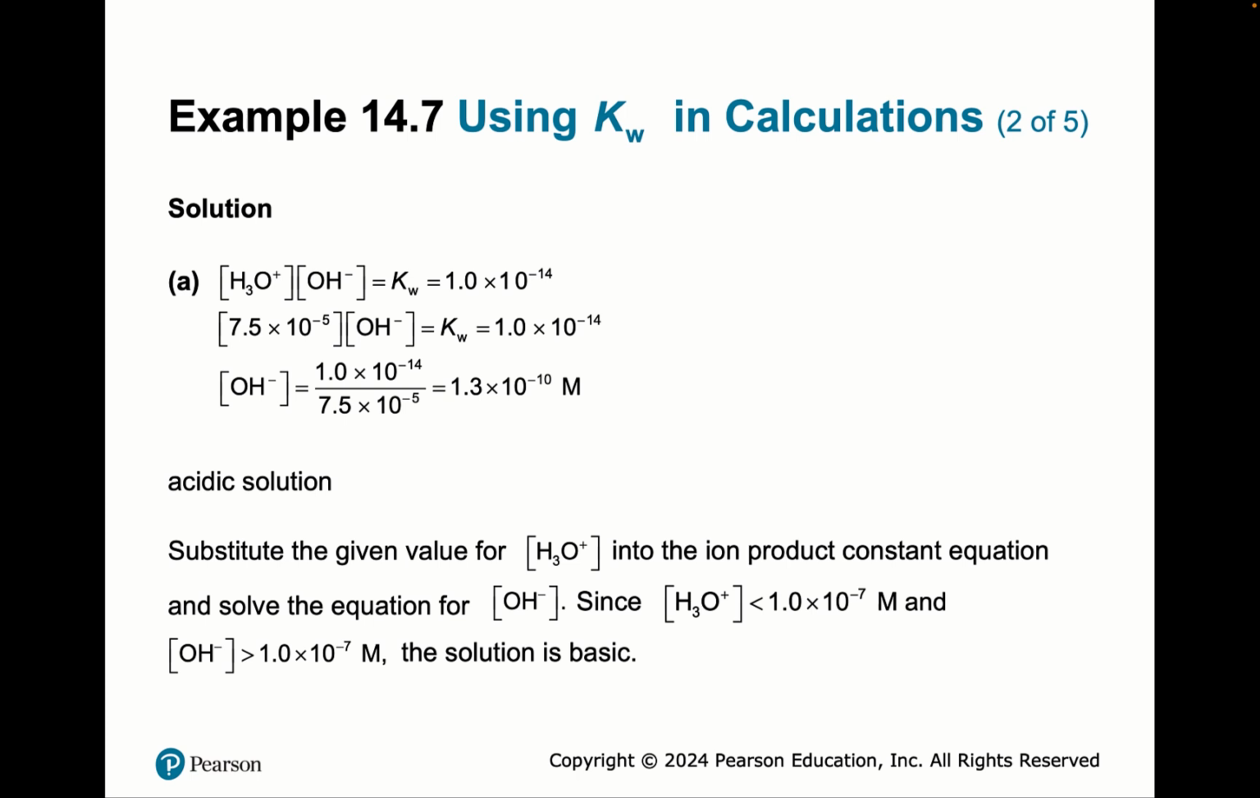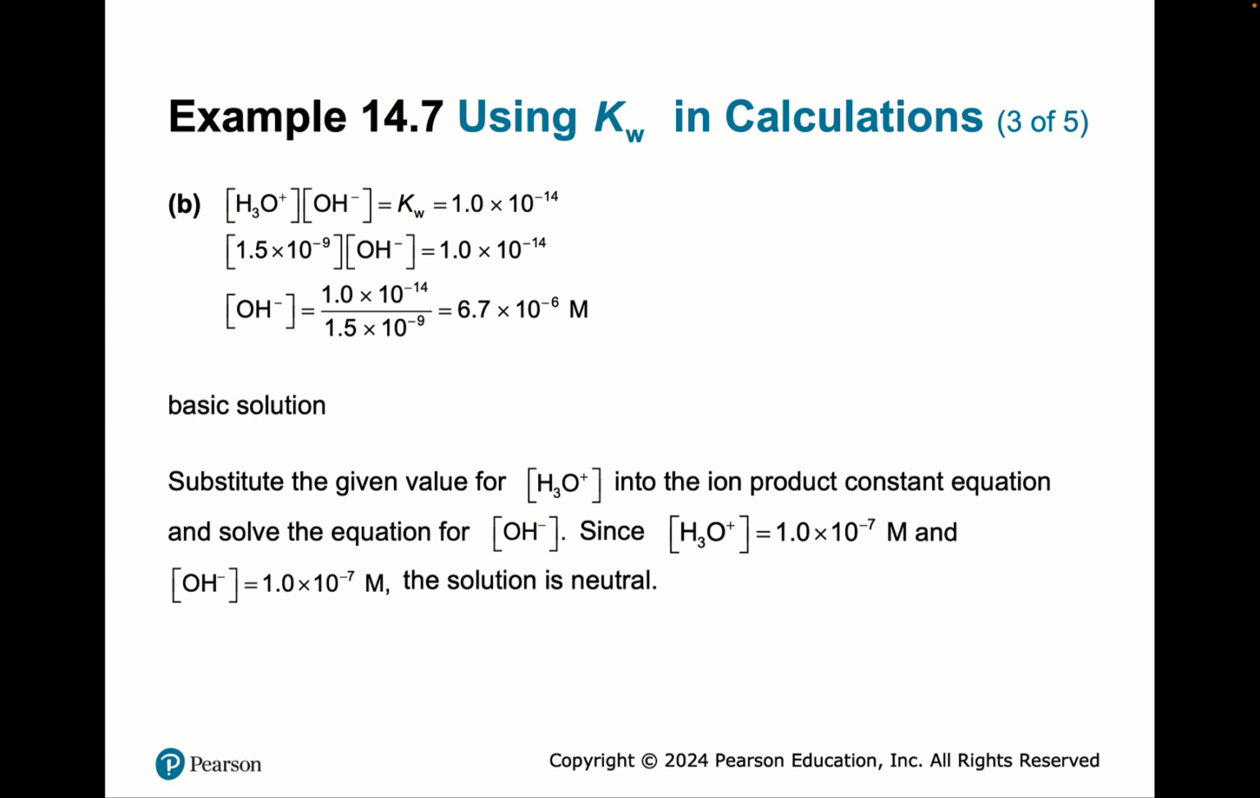So for A, you basically take Kw divided by the concentration of the acid, and we get 1.3 times 10 to the minus 10 molar, and that's the hydroxide ion concentration in solution. Because of the size of that, this is acidic, because the hydronium ion concentration is greater than 10 to the minus 7. Remember the negative exponent.